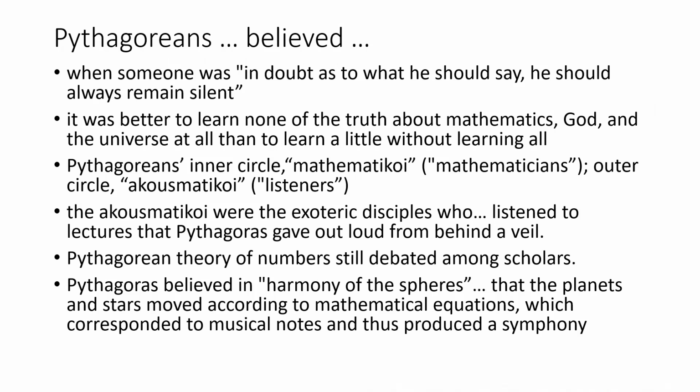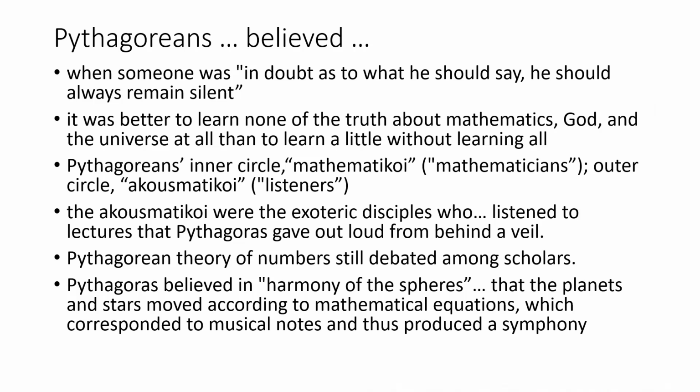The Pythagoreans' inner circle were called mathematikoi, or mathematicians, and the outer circle were akousmatikoi, which are listeners. The listeners were the exoteric disciples who listened to the lectures that Pythagoras gave out loud from behind a veil. And the Pythagorean theory of numbers is still debated among scholars.